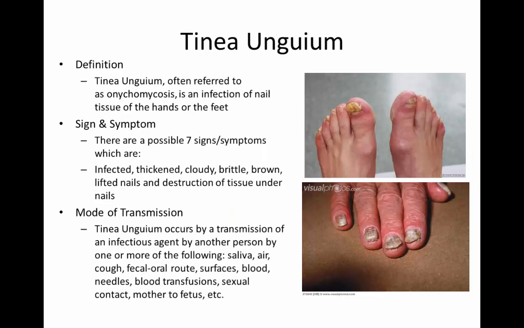Tinea unguium is often referred to as onychomycosis. It is an infection of the nail tissue of the hands or feet. The possible signs and symptoms include infected, thickened, cloudy, brittle, brown, lifted nails, and destruction of the tissue underneath the nails. The mode of transmission occurs by transmission of an infectious agent from one person to another through one or more of the following: saliva, air, coughing, fecal-oral route, surfaces, blood, needles, blood transfusion, sexual contact, or mother to fetus, among other modes of transmission.